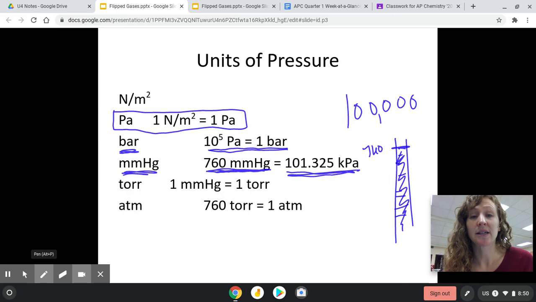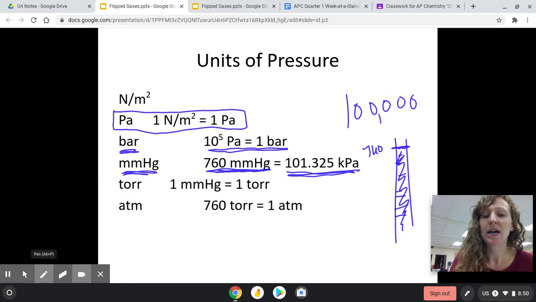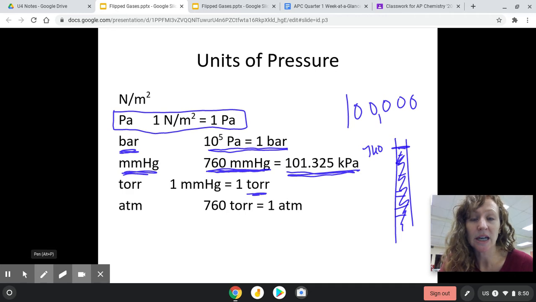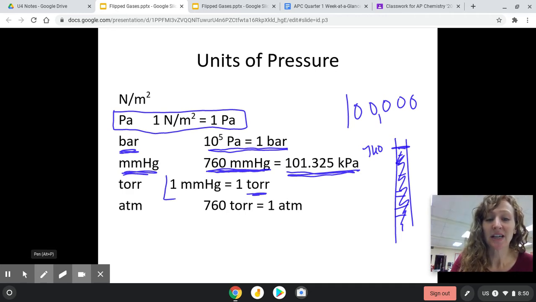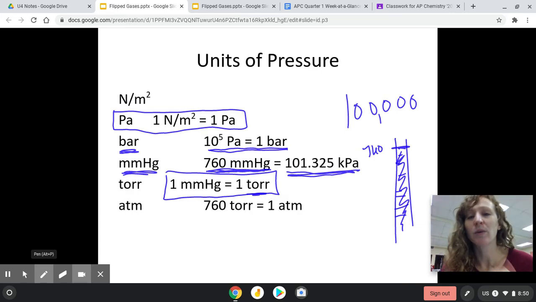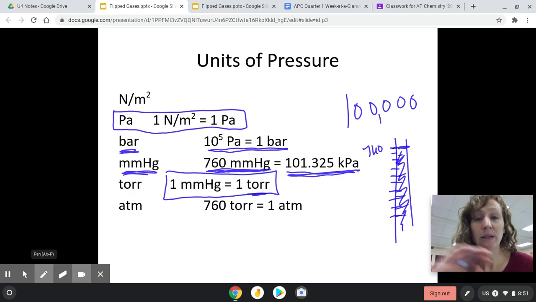So millimeters of mercury is a unit that we'll see a lot in chemistry. Torr is another unit. And a torr is just another name for millimeters of mercury. So you can measure up the column for your millimeters, and you can either communicate that height of that column in millimeters of mercury, or you can communicate it in torrs. They're the same thing. A torr is a millimeter of mercury. So we'll see torr a lot too. Torr is a pretty common unit to see. So millimeters of mercury is pretty common. Torr is pretty common. And then there's one more.